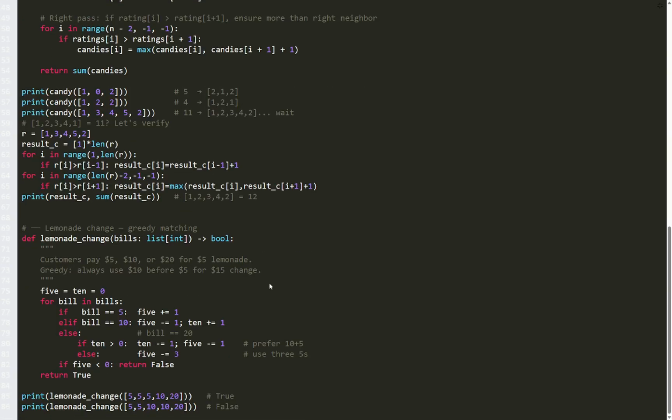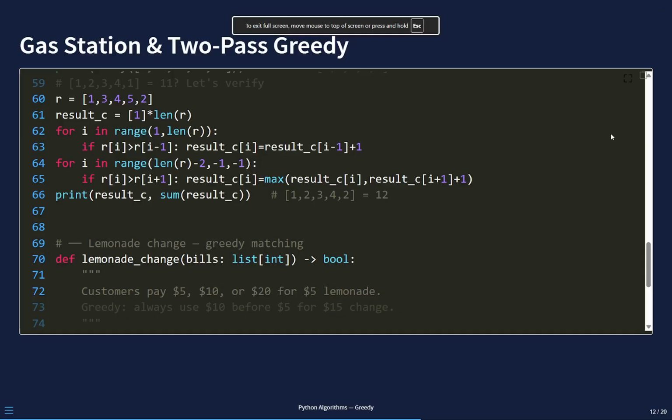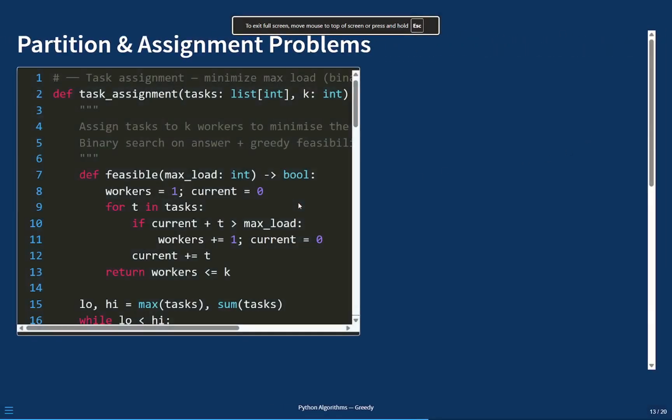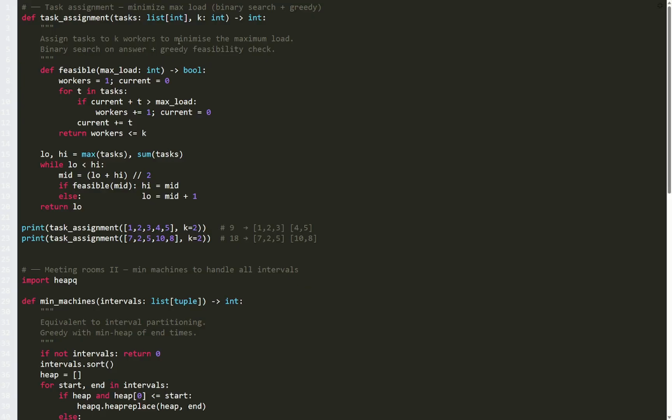Next, a powerful pattern combining greedy with binary search to solve optimization problems where you want to minimize the maximum or maximize the minimum. Task assignment: distribute tasks among K workers to minimize the maximum total load any worker carries. Binary search on the answer, the candidate maximum load, and for each candidate use a greedy feasibility check. Scan tasks sequentially, assign to the current worker as long as adding the next task doesn't exceed the candidate load. When it would, open a new worker. If the total workers needed is at most K, this load is feasible.